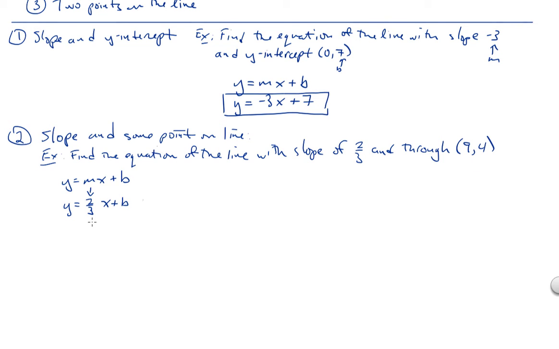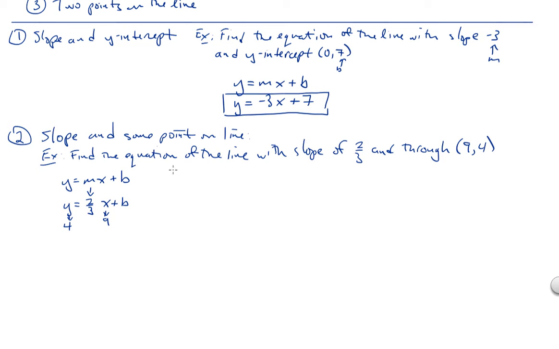And all the points on that line, on the graph of the line, are solutions to this equation here. So that means they make this equation true. So if I plugged in 4 for y and 9 for x, we would still have a true statement. And then that would leave us with only one variable, b, that we could solve for.